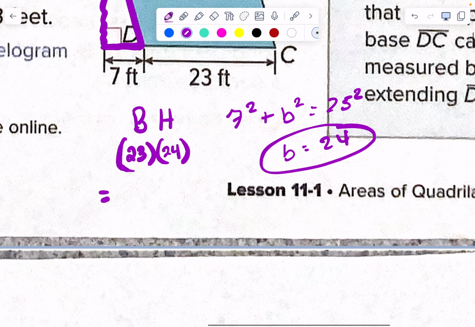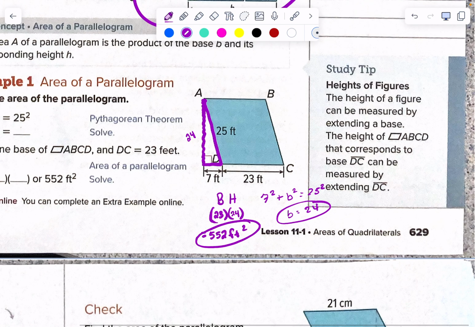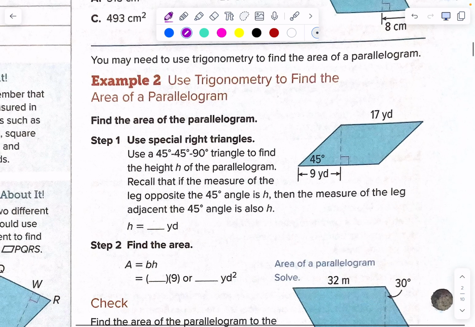But then that means my area is 23 times 24, which is 552 feet squared. All of these areas are in square feet. Not so bad. Area of a parallelogram: base times height. The height is the perpendicular height. Example 2.